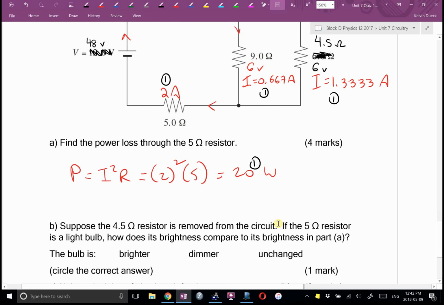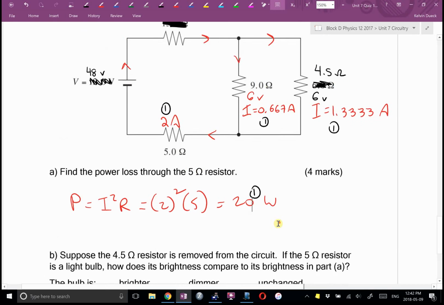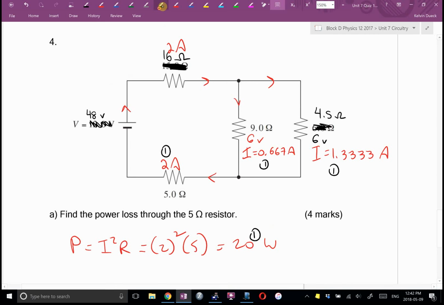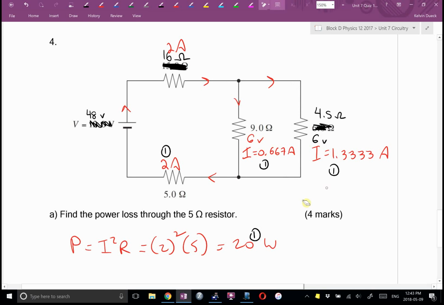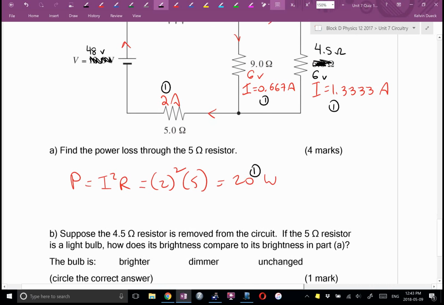Suppose the 4.5 ohm resistor is removed. Okay, so in my mind, I'm going to write on this. Don't do this on your diagram, but you're telling me that's my new circuit: a 16, a 9, and a 5, in series. I could solve that. I would go 16 plus 9 plus 5. I think that's 30. Yeah? And I could find my new current. If you do that, I'll give you full marks. But let's see if I can do this intuitively.